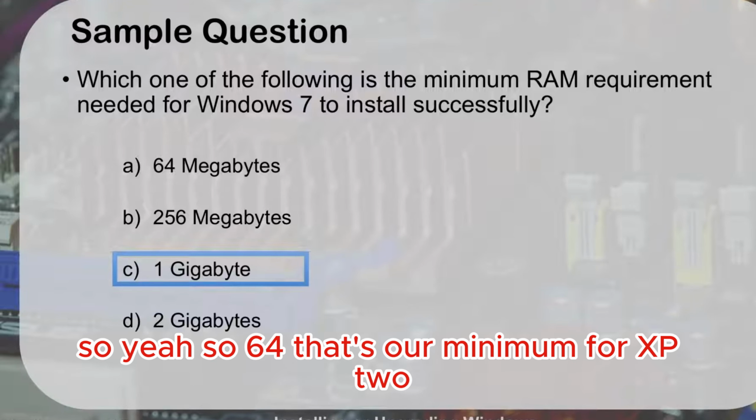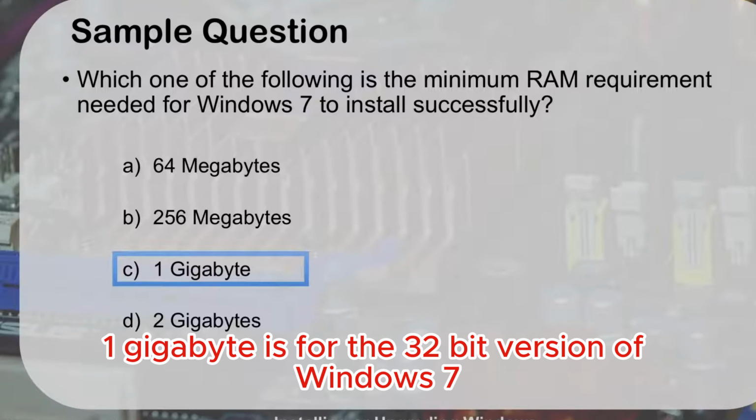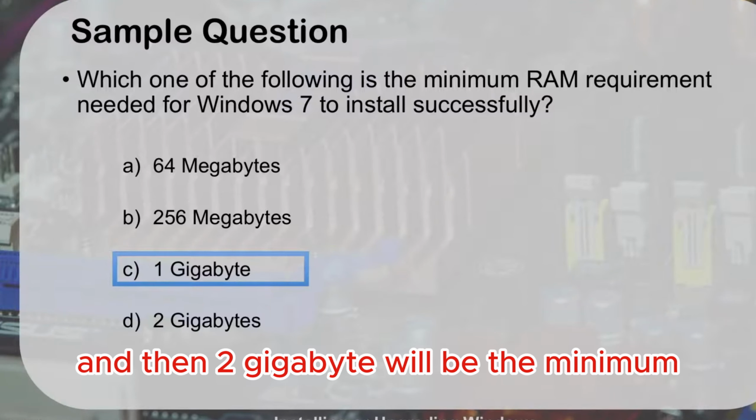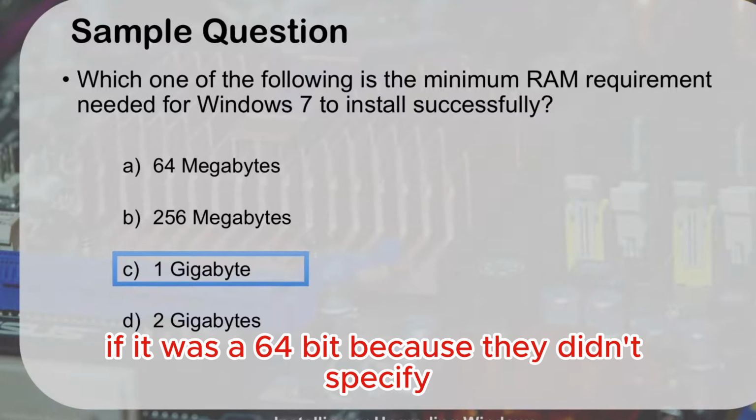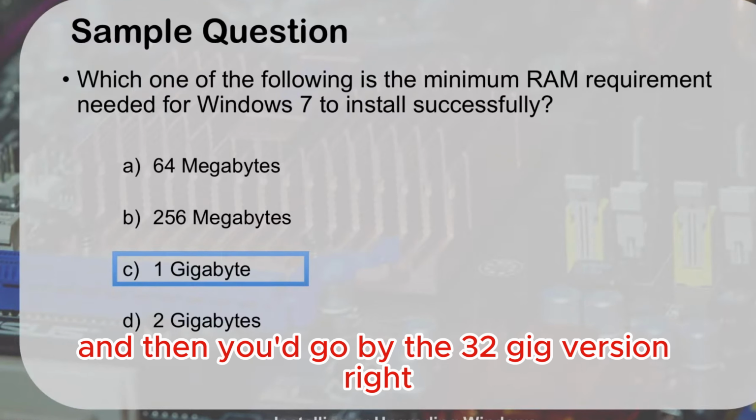So 64, that's our minimum for XP. 256 is nothing, it's just a throwaway because Vista is 512. 1 gigabyte is for the 32-bit version of Windows 7, which is the minimum. And then 2 gigabytes would be the minimum if it was a 64-bit. But because it didn't specify and you just want Windows 7, the minimum you'd need is 1. And then you'd go buy the 32-bit version, right?